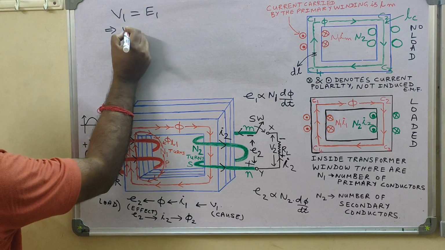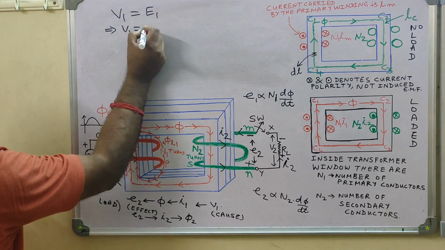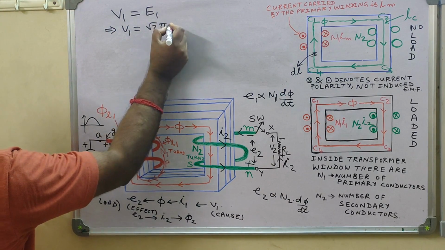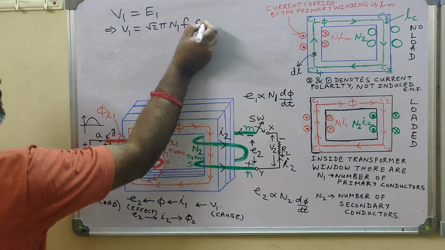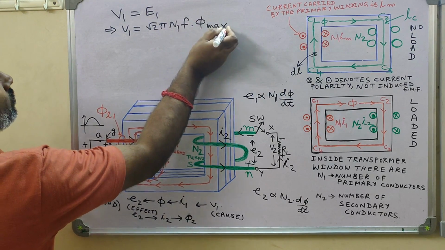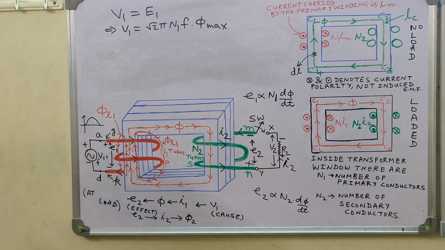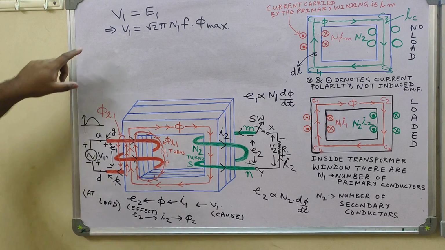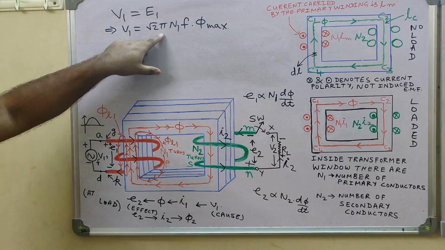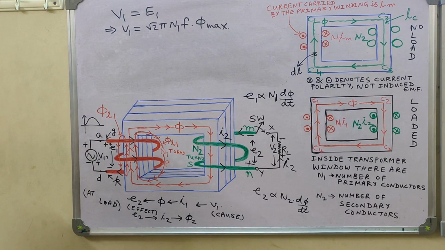But just now we have derived the value of E1. E1 was nothing but root 2 pi N1 f phi max, isn't it? So this is a very important equation which we will use at various stages, that the applied voltage V1 equals root 2 pi N1 f phi max.